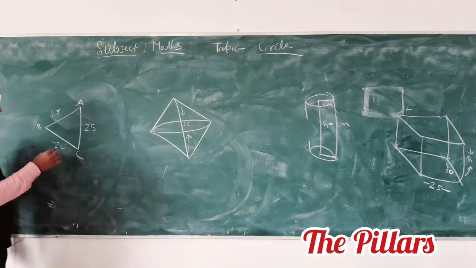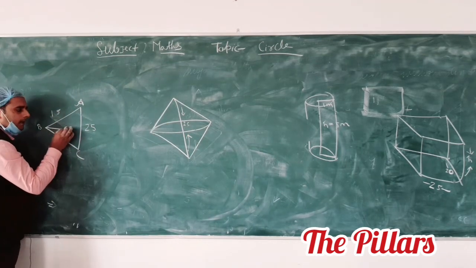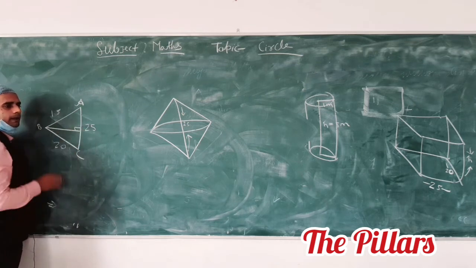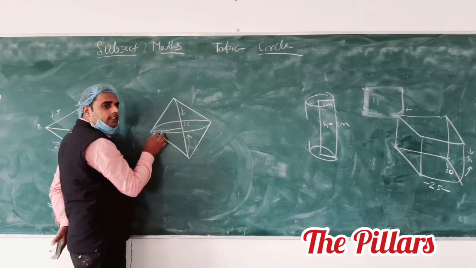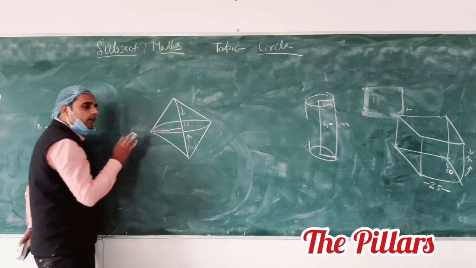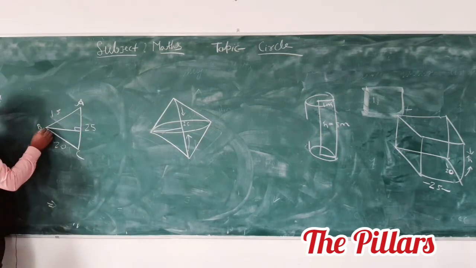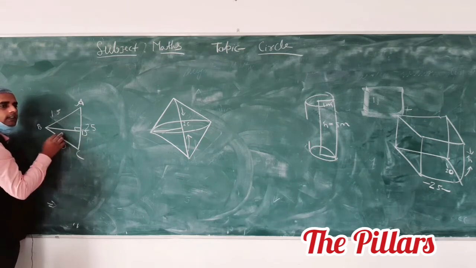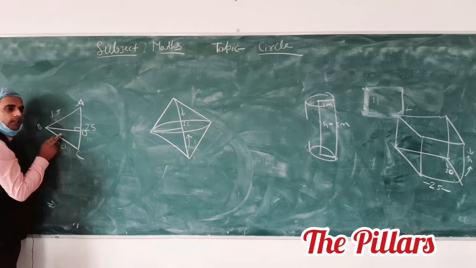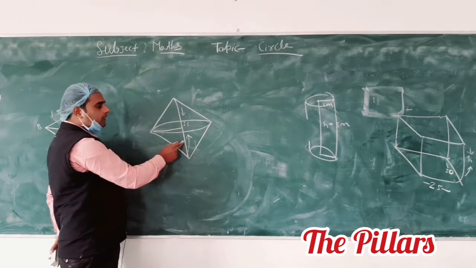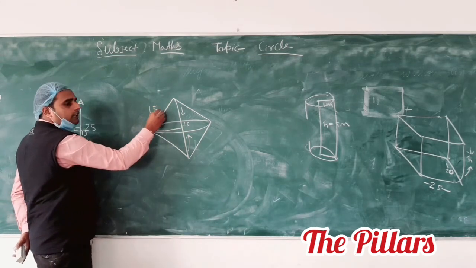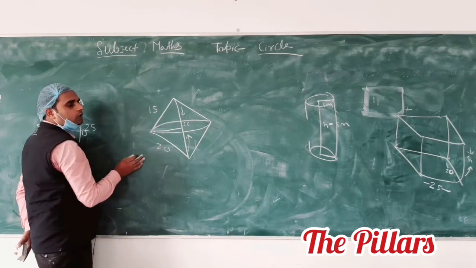You see that in this triangle we have to draw a perpendicular. It means from here you have to draw a perpendicular. This is the radius of the cone. If we want to calculate the radius of the cone, you have to calculate this BD. BD is actually the radius of the cone. This total length is 25, this length is 15, and this length is 20.